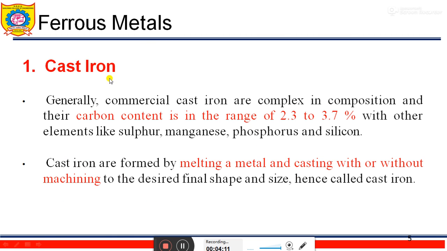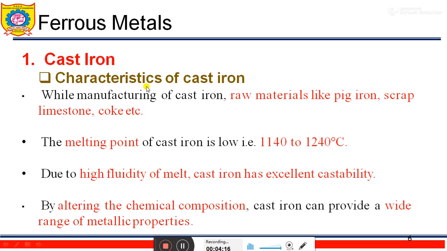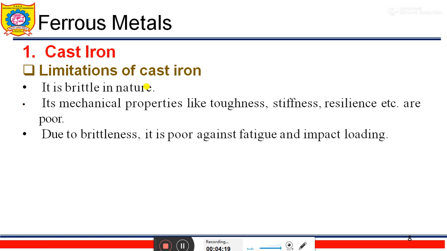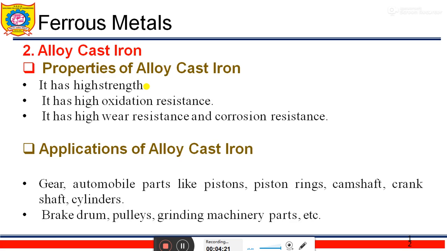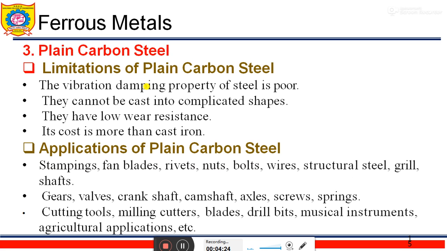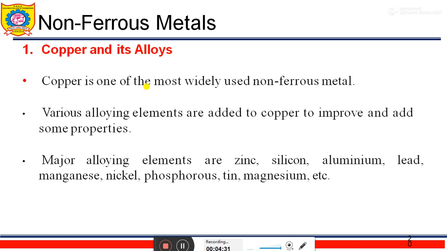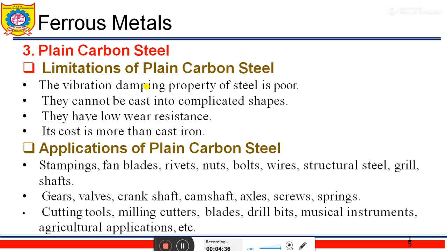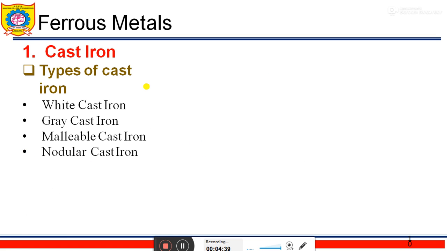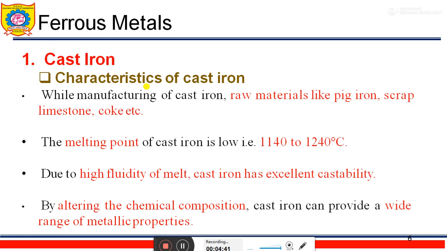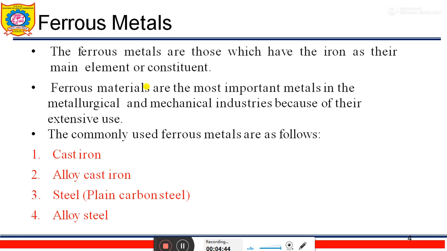Ferrous metals: cast iron, its advantages and limitations, alloy cast iron, then plain carbon steel and alloy steel. Then come copper and its alloys, which are non-ferrous. These are the list of ferrous metals: cast iron, alloy cast iron, steel, alloy steel.